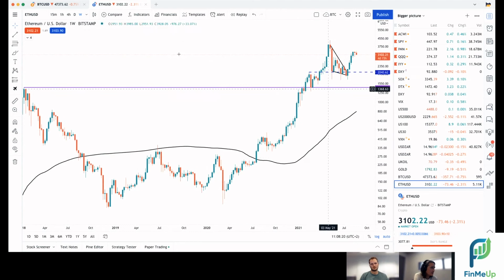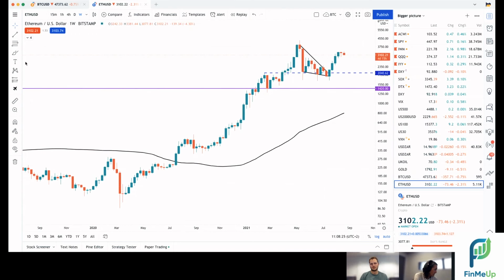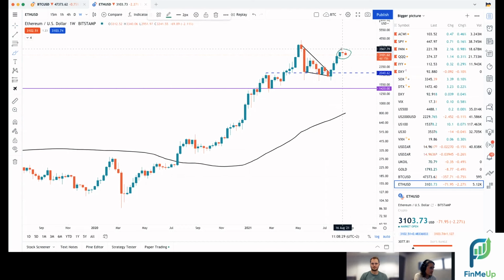So in any case, with Ethereum at the moment, this little candle here, I'll draw a line around it, is looking a little bit bearish, actually. That's a hanging man formation there. So if this week's candle closes at the bottom here, we may actually see a short-term pullback, maybe back down to this 2040 level. This was a previous high. We can see that it's been relatively well supported.